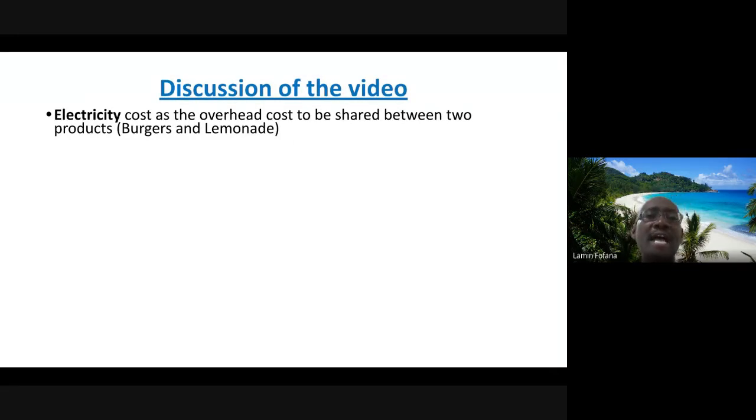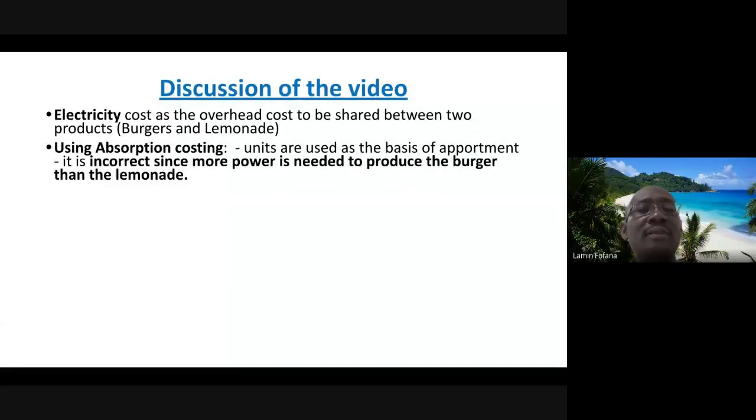Okay, so let's move on. Like I said, what has been spoken about in the video is about overheads, and the overhead is electricity cost, which is to be divided between two products, burgers and lemonade. Burgers you can make from beef, or you can have a chicken burger, and so on. So that's meat, which naturally is supposed to consume more electricity than lemonade. Lemonade is just a drink. If you're going to prepare a drink, it will consume very little electricity compared to when you have to cook meat.